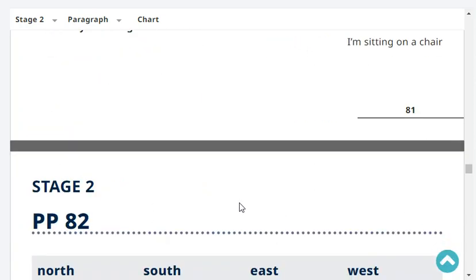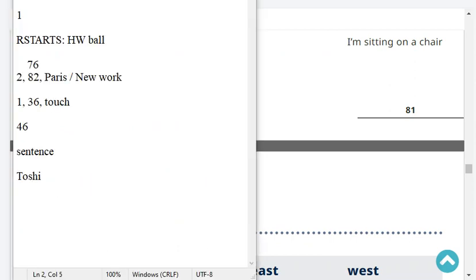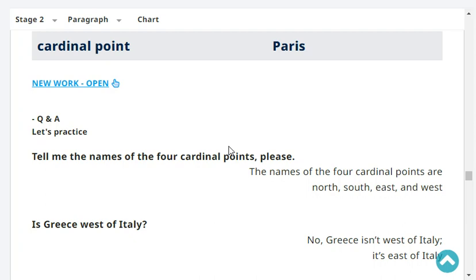What are you sitting on? I'm sitting on the chair. Very good. Tell me the names of the four cardinal points, please. The names of the four cardinal points are north, south, east, and west.